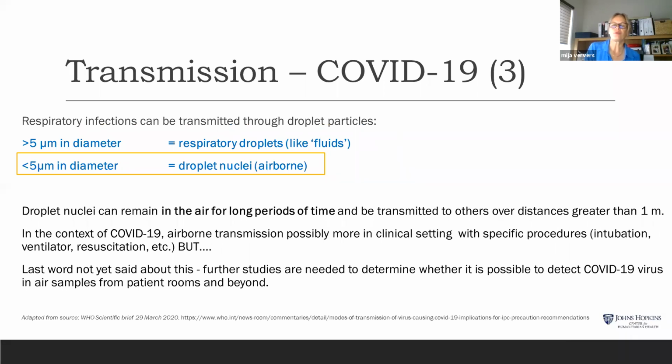However, it is also possible, but we don't know exactly to what extent, that the very small particles, the droplet nuclei, airborne, that they can remain in the air for longer periods and therefore can be transmitted to others over distances greater than just 1 meter. So in the context of COVID-19, this airborne transmission is possibly more in a clinical setting for what we know, at least, like where you have intubation, ventilator use, or resuscitation of a COVID-affected person. But I must say the last word has not been said about this yet, because there will be further studies needed to determine whether this is really a possible way and what the extent is of this transmission rate.